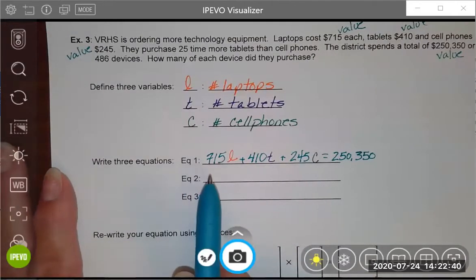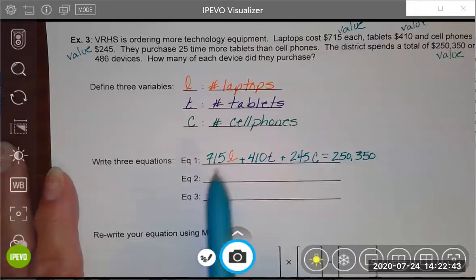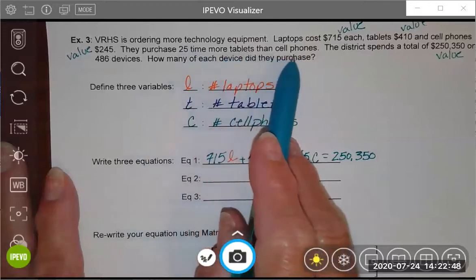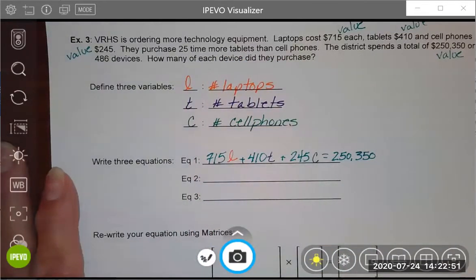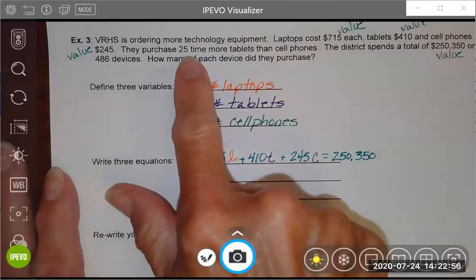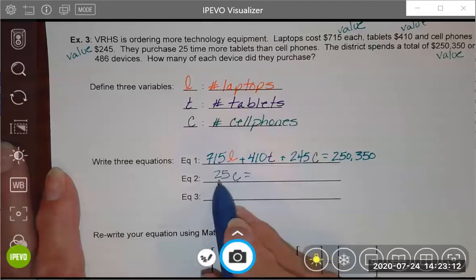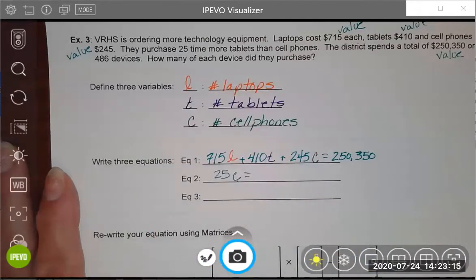The next thing I notice is that they tell me that there are 25 times more tablets than cell phones. Notice there's no "is" in this statement. So I'm not saying that 25 times the tablets plus cell phones or anything like that. There's just simply more of these than there are of the cell phones. So in order to make them equal, I am going to take the number of cell phones and multiply it by 25, because if I take the number of cell phones times 25, then it should now be equal to the number of tablets.